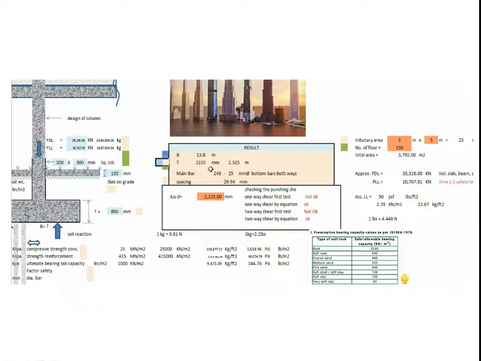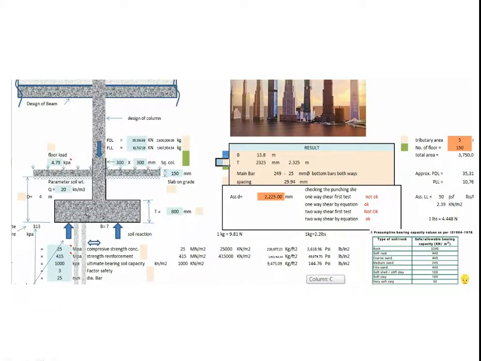If the actual soil bearing capacity is not suitable, it is recommended to put reinforced concrete piles under the footing to meet the required soil bearing capacity.